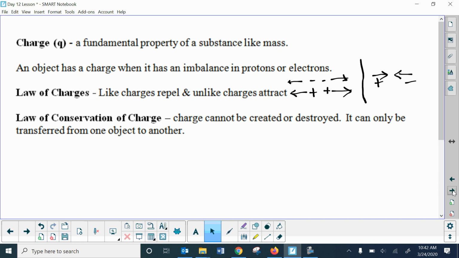The law of charges describes how charges interact. Like charges repel and unlike charges attract, sort of like poles on a magnet. So if you've ever played with north and south poles on magnets, it's the same idea.